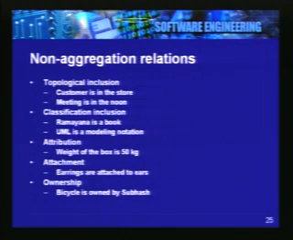Attribution. Weight of the box is 50 kg. Or attachment. Earrings are attached to the ear. So, this is mainly attachment or association. Ownership. Bicycle is owned by Subhash. Ownership is not part-whole. Bicycle is not part of Subhash. So, these are different relations which sometimes might get confused for part-whole relation. So, when one decomposes a given class into part-whole, then we have to exclude some non-part-whole relations.